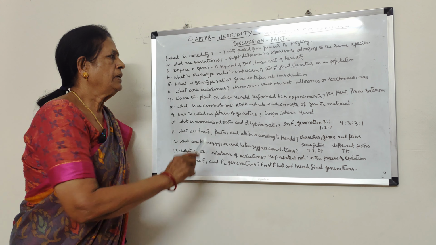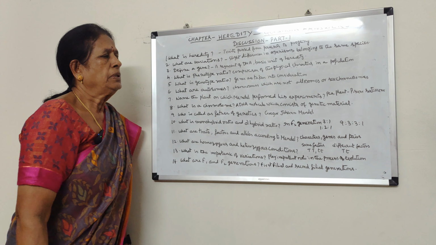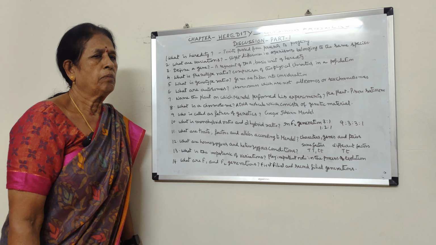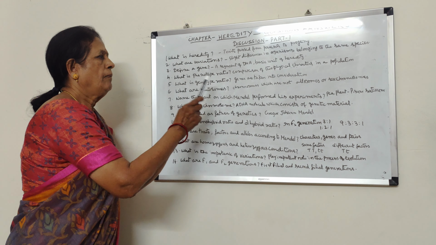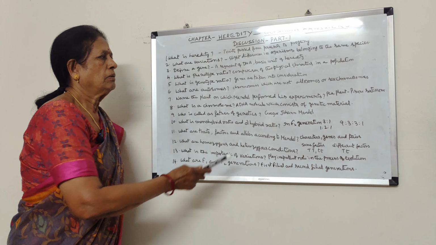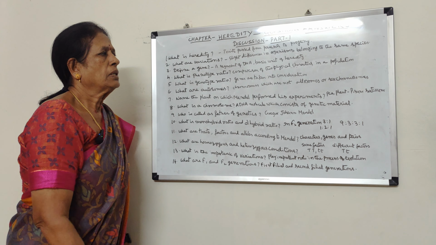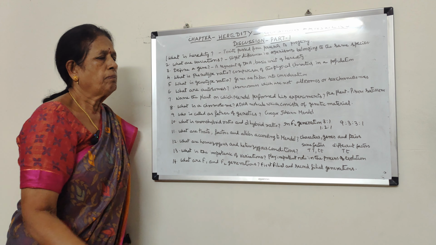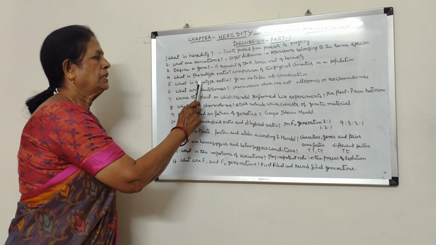And the next one, what is a phenotype ratio? Phenotype ratio means a comparison of two physical characters taken into consideration in a population. That is called a phenotype ratio. Genotype ratio means genes are taken into consideration, and the ratio that is obtained is called genotype ratio. In phenotype, physical characters are taken into consideration. In genotype, genes are taken into consideration.